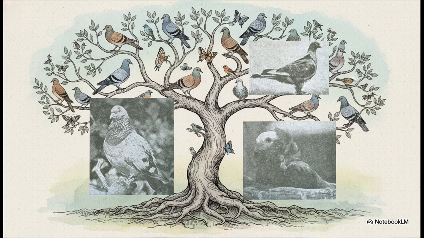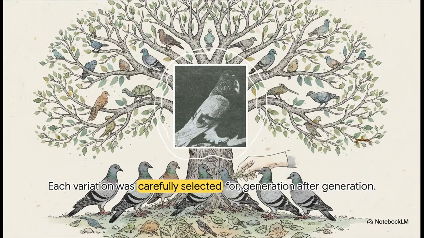You go from the common ancestor on the left to this bizarre-looking pouter pigeon on the right. Just by picking out tiny variations and letting them add up, breeders created this incredible diversity in a few hundred years, which is just a blink of an eye in geological time. And they did this over and over, creating dozens of distinct breeds.